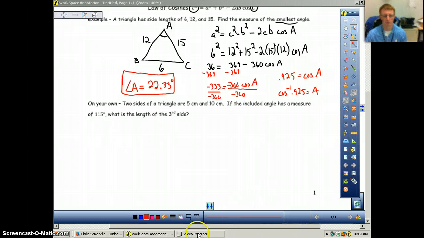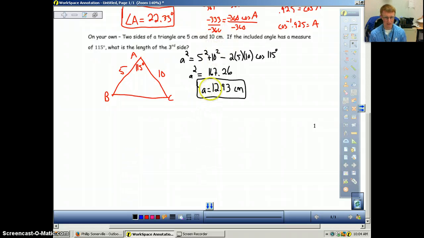So you should have gotten an answer of A equals 12.93 centimeters. Again, it's not even A equals, it just depends on what letters you use. But you can see I drew my triangle. I put my angle as 115 degrees, and then 5 and 10 were my sides on each side of that angle. So then I plugged in A squared, because that's what I'm looking for based on what angle I have here, equals my two sides squared minus the whole formula with my 115 plugged in. Got A squared equals this. Took the square root of both sides and got 12.93. So hopefully that's what you got.